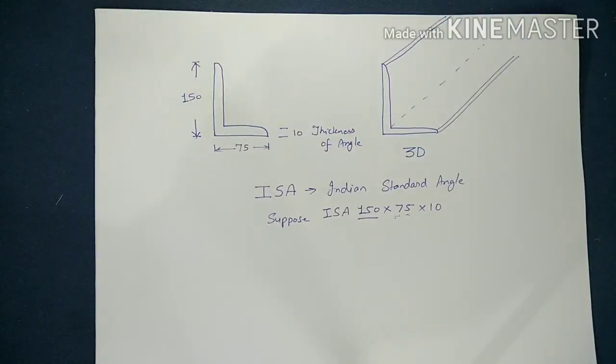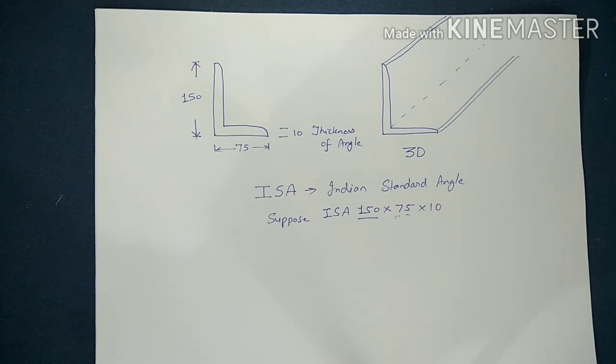Hello everyone. Today we are continuing the numerical type 1 question based on Indian standard angles. In this video, we will find effective net area when an angle is flattened. So before commencing, first we should understand the nomenclature of angle.